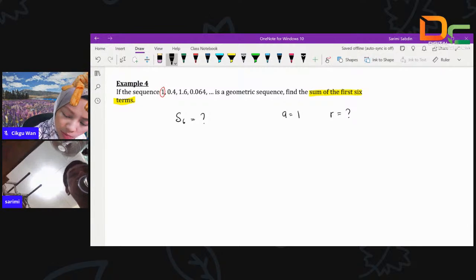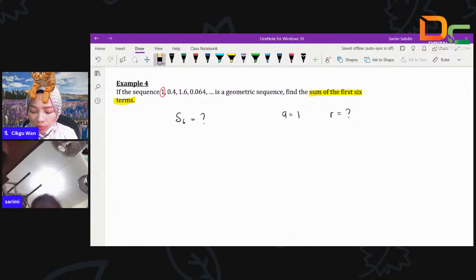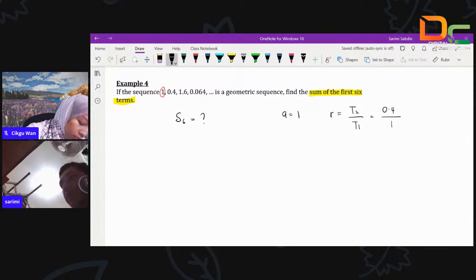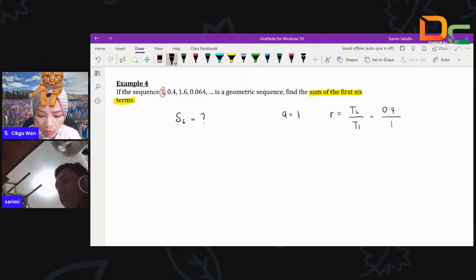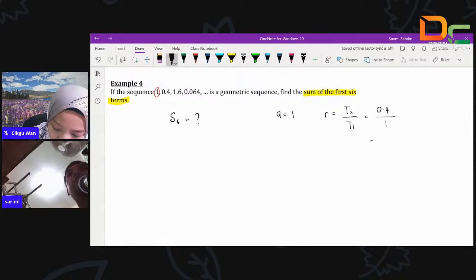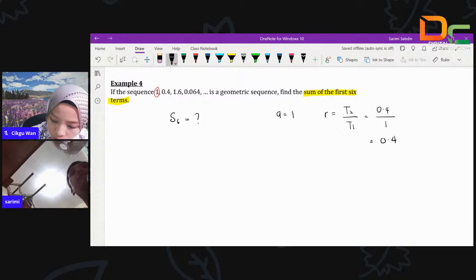And R, we can use the formula Tn over Tn minus 1. So for this question, I will use T2 divided by T1. So T2 is 0.4 divided by 1. So R is 0.4. So we already have the value of A and R.